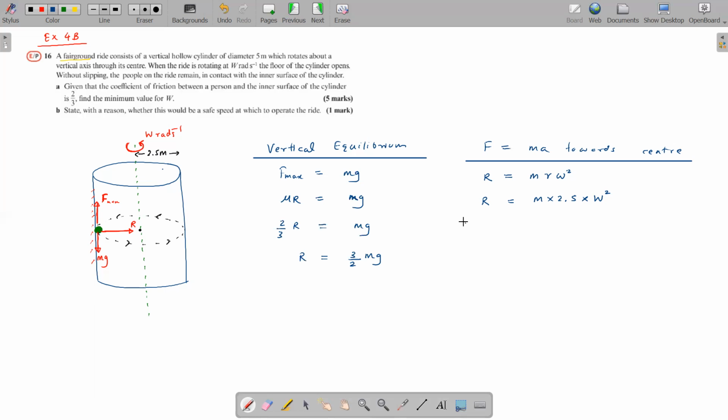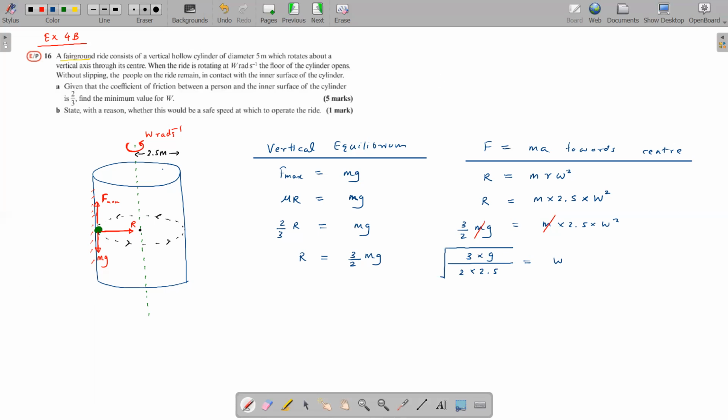So we can substitute 3 over 2 mg into m times 2.5 times W squared. You can see we really don't need to know the mass of the person, because m cancels out. So we get 3 times g divided by 2 times 2.5 equals omega squared. So omega is the root of this. This is the minimum value of W.